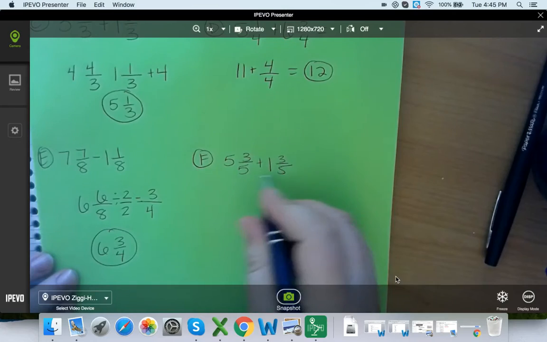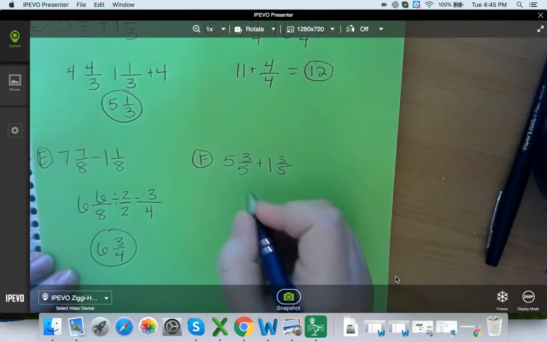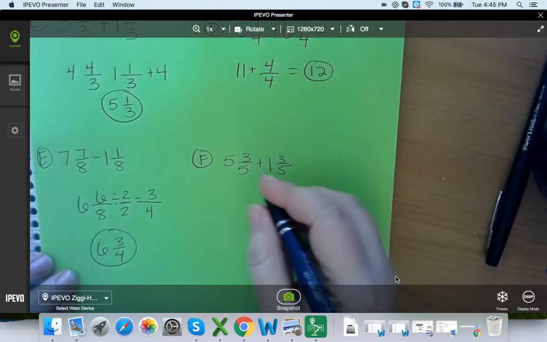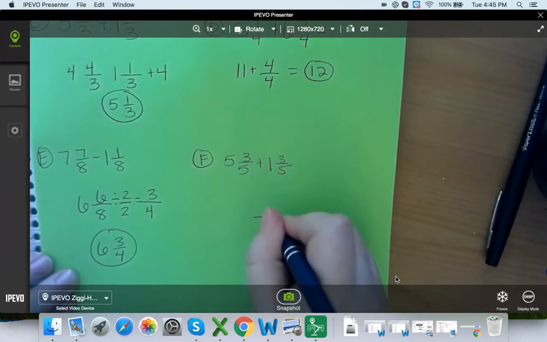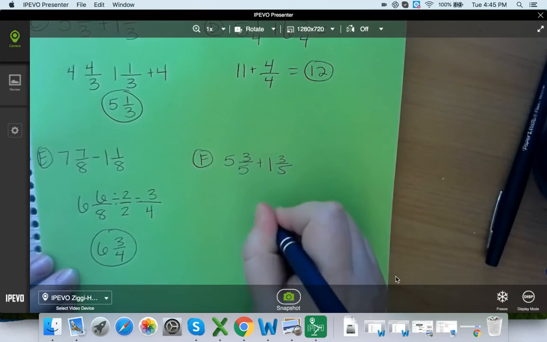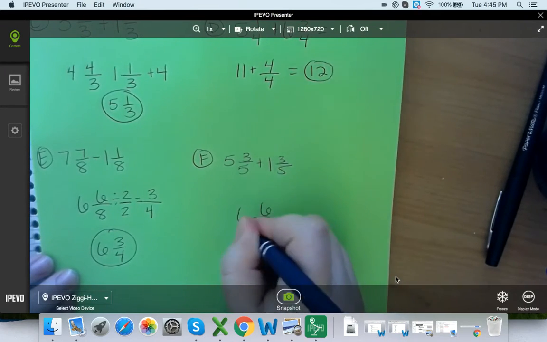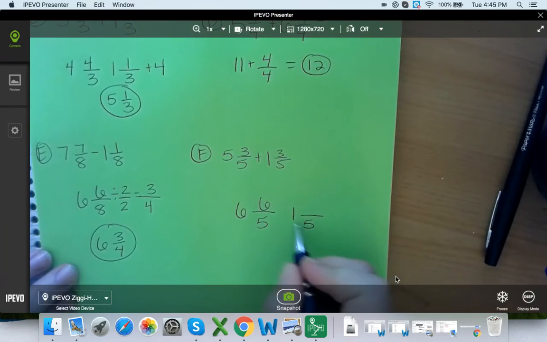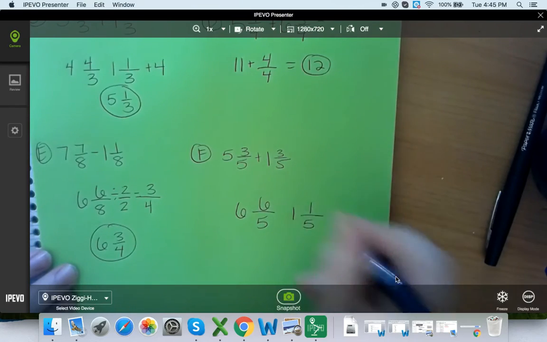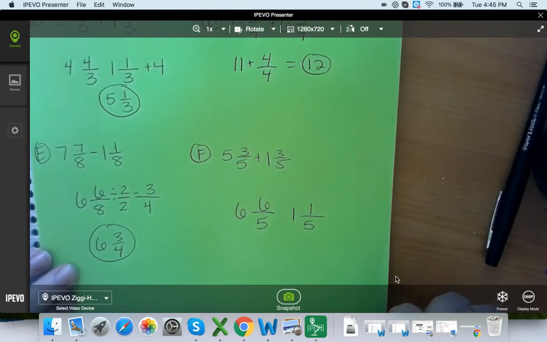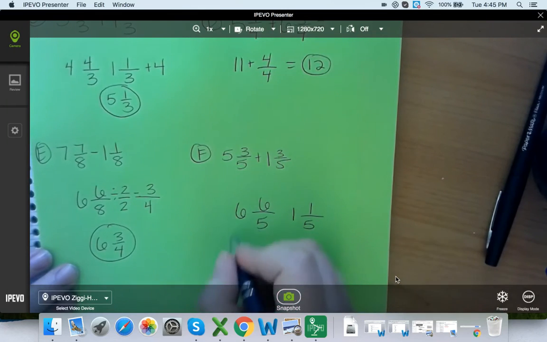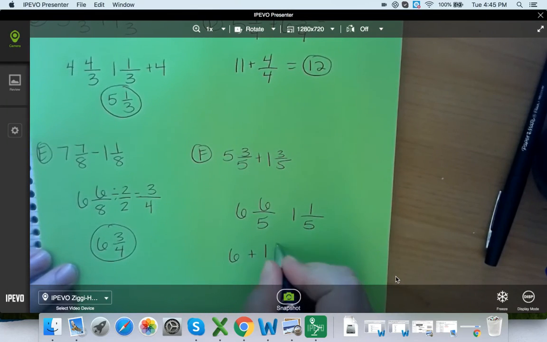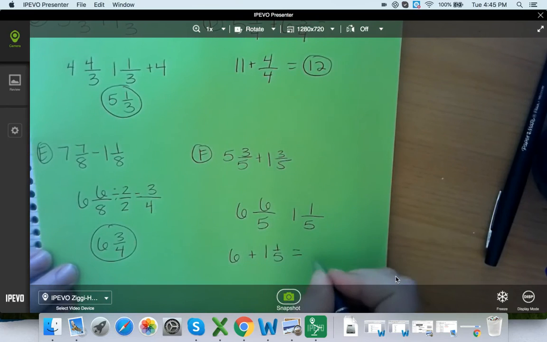All right, same thing here. This is an addition one, though. I'm going to take 3/5 plus 3/5. Keep your fifths. 3 plus 3 is 6. 5 plus 1 is 6. So now I've got this. Keep that 5. 5 can go into 6 one time. This is going to be 5, and to get to 6 again, I just add that 1 back on there. So now I've got this 6 plus 1 1/5. So my final answer will be 7 1/5.